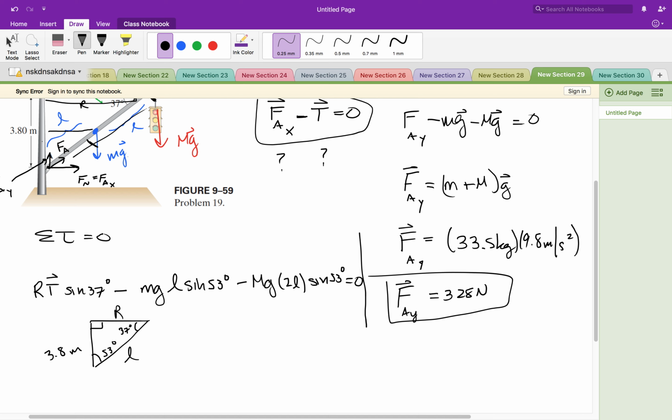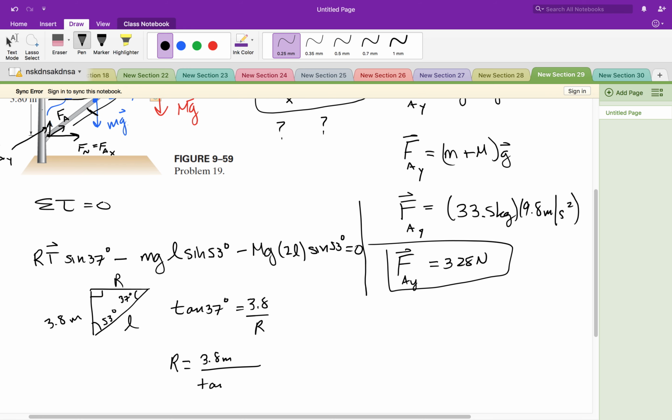I can say here that the tangent of 37 degrees is opposite over adjacent. So that's 3.8 over R. So R is 3.8 meters divided by the tangent of 37. Let's see what we get. 3.8 divided by tan 37, 5 meters, or 5.04 meters.